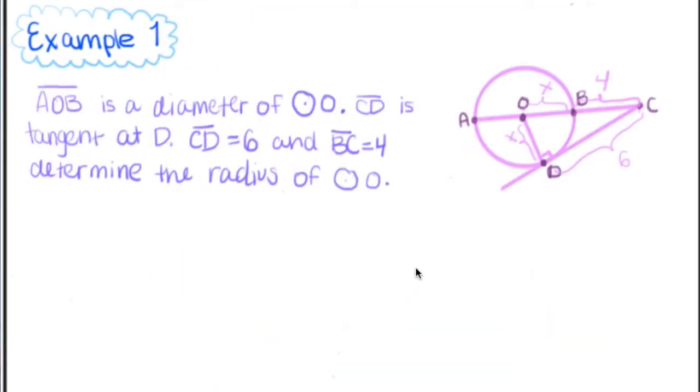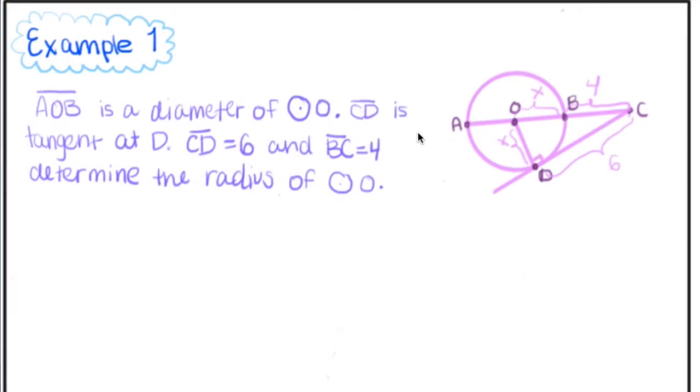So what would be an example of using theorem 7.5 and 7.6? Let's do a problem. So given AOB is a diameter of circle O, CD is a tangent to the circle at D, CD equals 6 and BC equals 4. Determine the radius of the circle. So the picture that goes along with this problem looks kind of like this, and we can label the drawing as well. What else do we know about this problem?